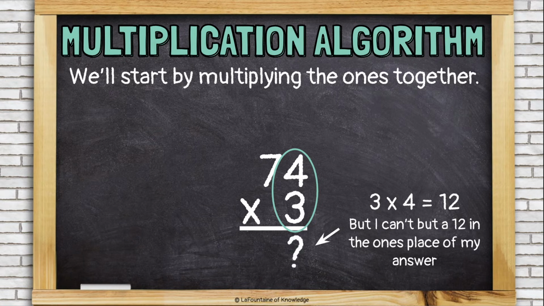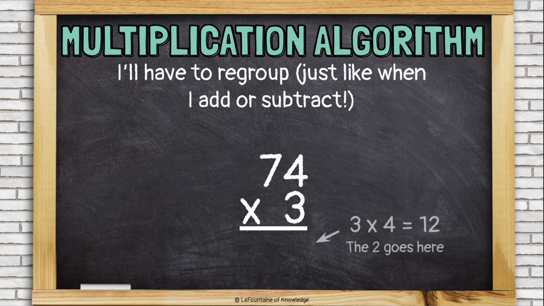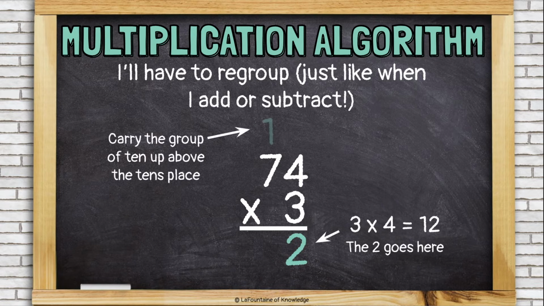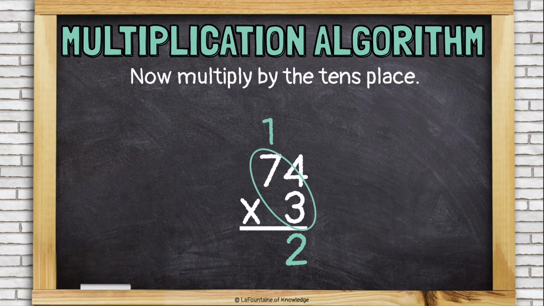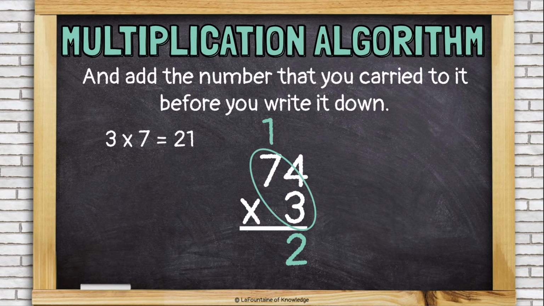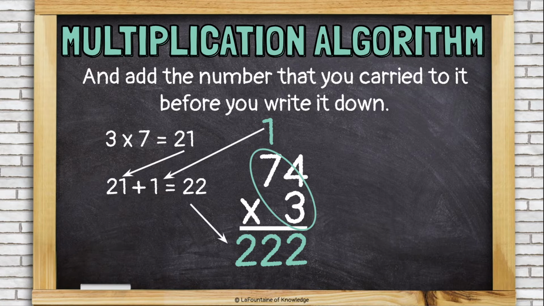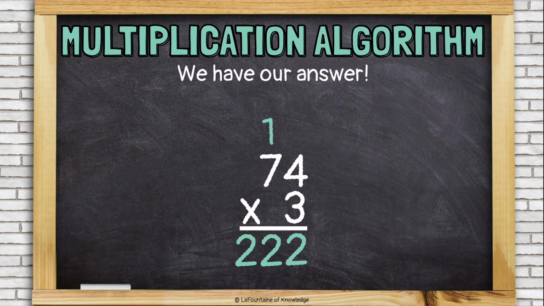I can put the 2 down and carry the 1 over into the tens place because that's what it is. It's really a group of 10. Now I'm going to multiply 3 times 7, which is 21. But before I write that down, I need to add that 1 that I carried to it. So I have 21 plus the 1 that I carried, and that's 22. That goes down into my answer, and my answer is 222.